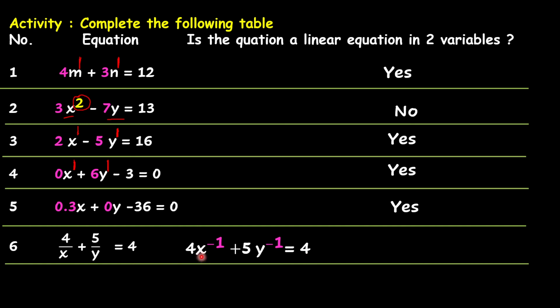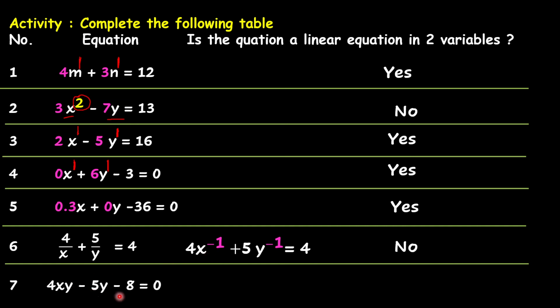Observe, in the first term the index of the variable x is -1. Therefore, the degree of the first term is -1, that is not equal to 1. आणि सेकंड टर्मची सुद्धा डिग्री -1 आहे, ती 1 नाही आहे. Therefore, we say that this equation is not a linear equation in two variable.